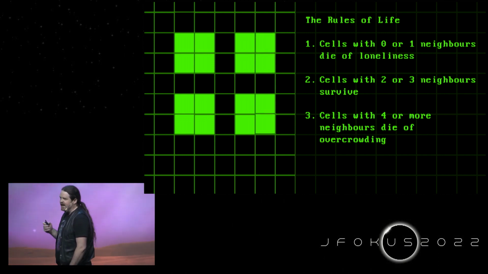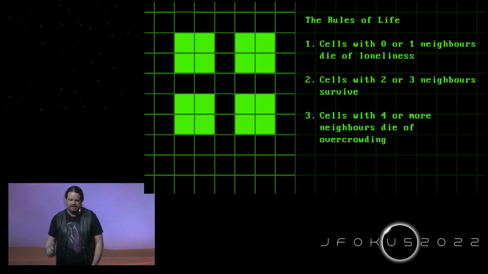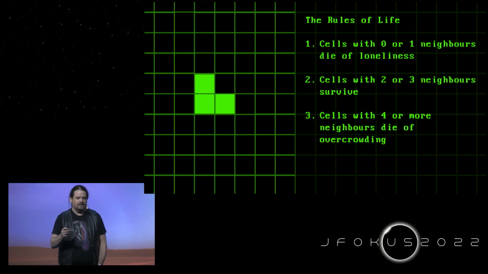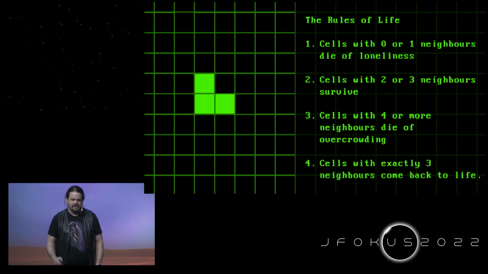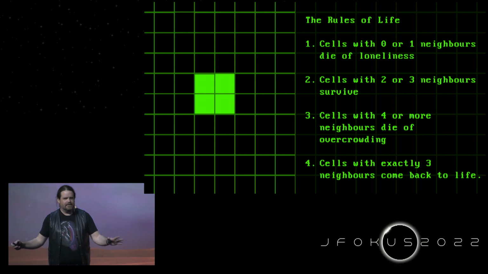And then a cell that has exactly 3 living neighbors is going to come back to life in the next generation of the game. Now that's it. That is the entire rules of John Conway's Game of Life.